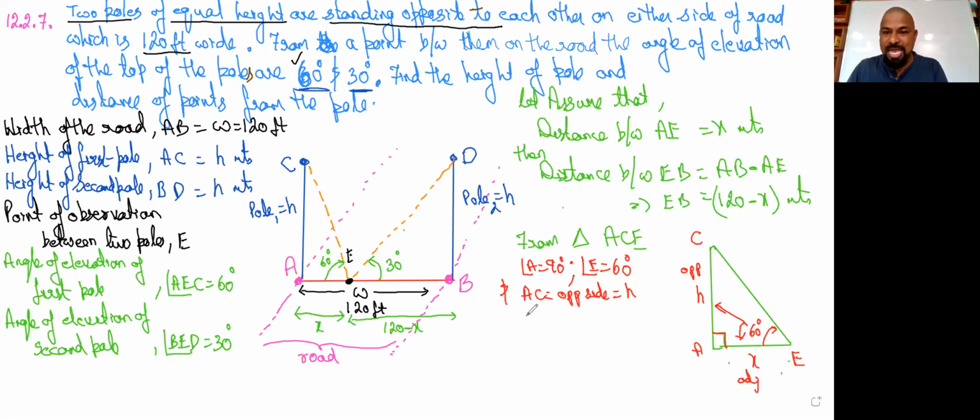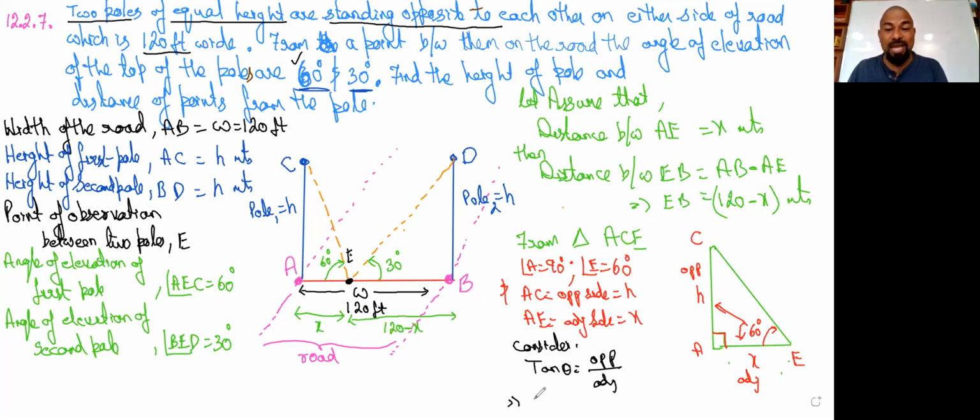So what is that one? AE is equal to the adjacent side, right? And we got the value of X meters. Now, which are the two sides we are working on? We are working on the opposite side and the adjacent side. What is the trig ratio connecting the opposite and adjacent? It's obviously tan theta. So tan theta is nothing but opposite by adjacent.